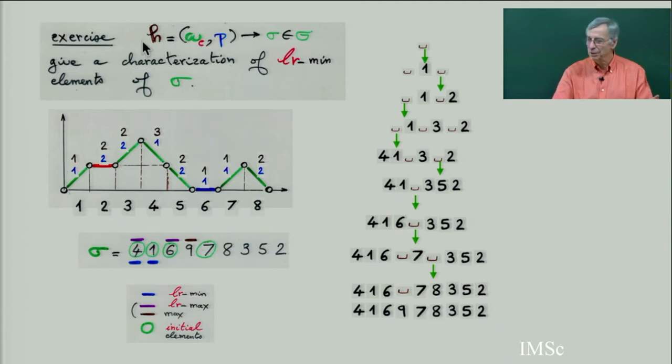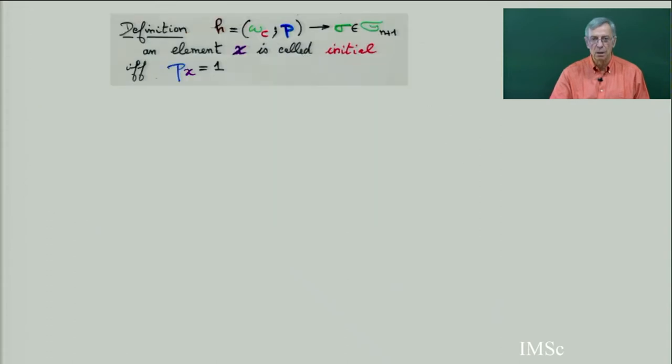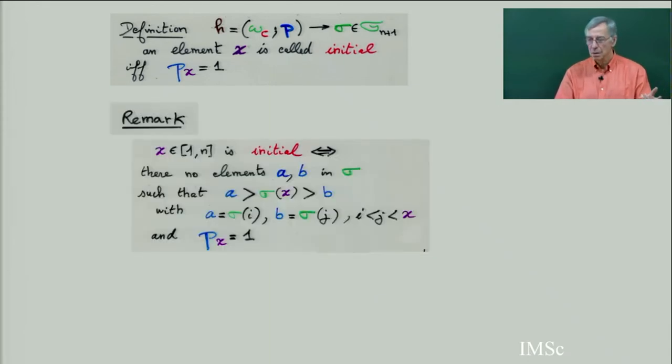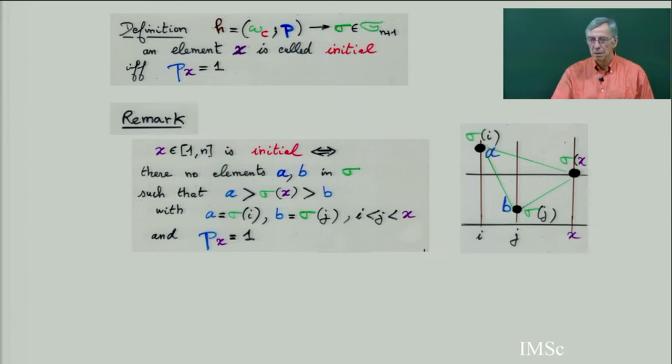So the exercise is to give a characterization of the left to right minimum element. Initial means, by definition, that the choice pi is equal to 1. When you take the first choice, this is a characterization. You cannot find two elements like this, which implies that for a left to right minimum element, there is nobody like this. For a left to right maximum element, there is nobody like A, but this is more general.